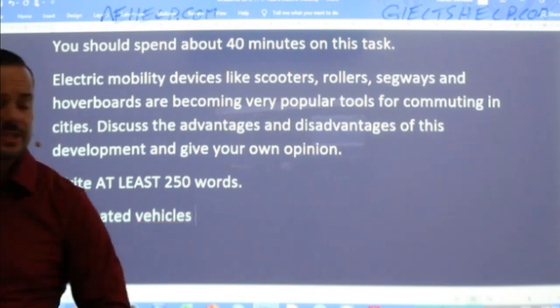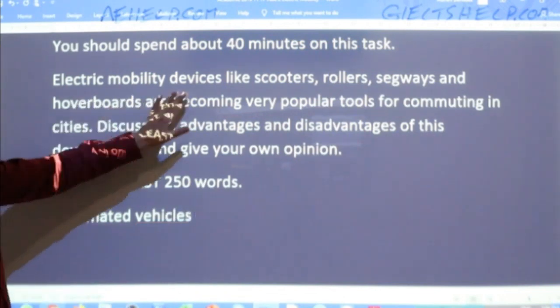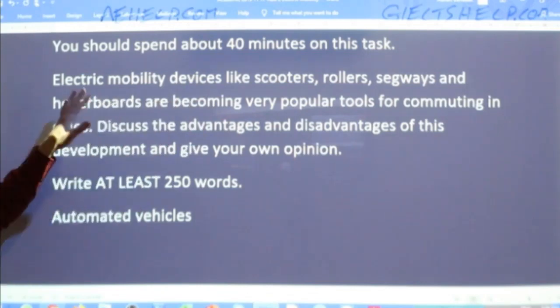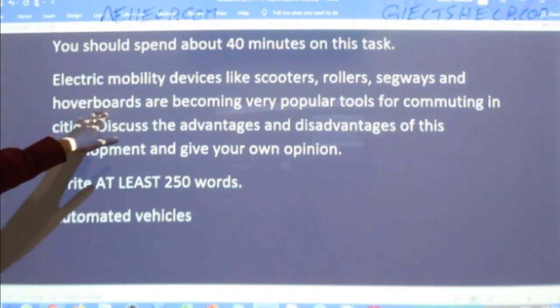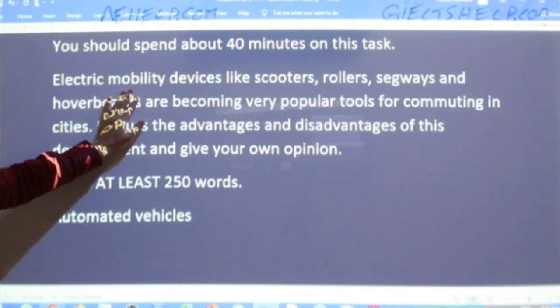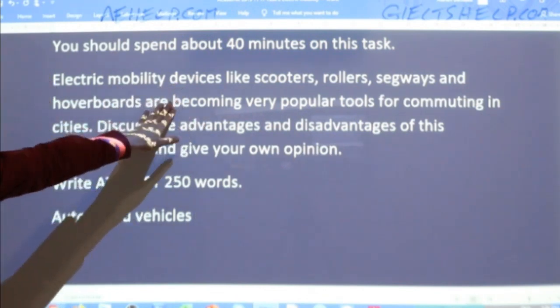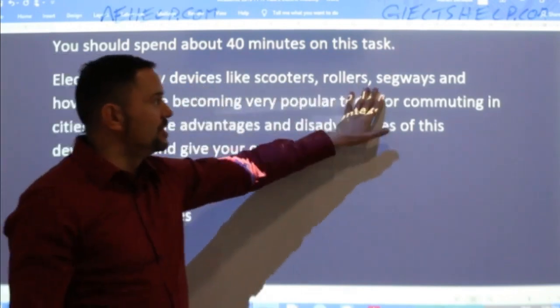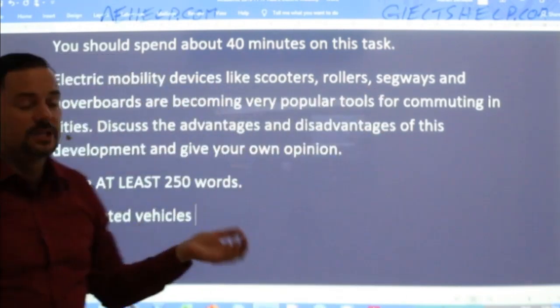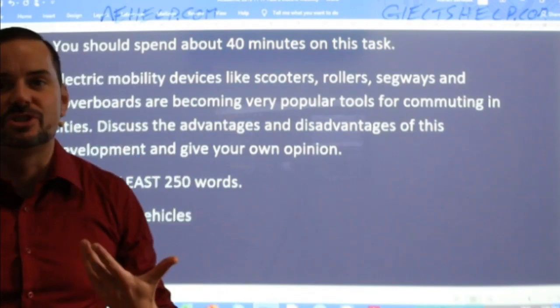I'm going to do the same. So electric mobility devices: electric means using electricity, little engines. Mobility means movement. A device is some kind of a gadget or a machine, okay? Like scooters, rollers, segways, and hoverboards. You can't really paraphrase those. They are just what they are.